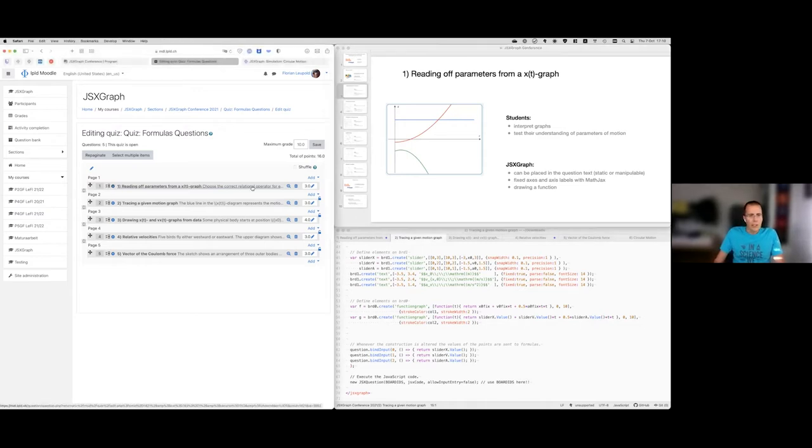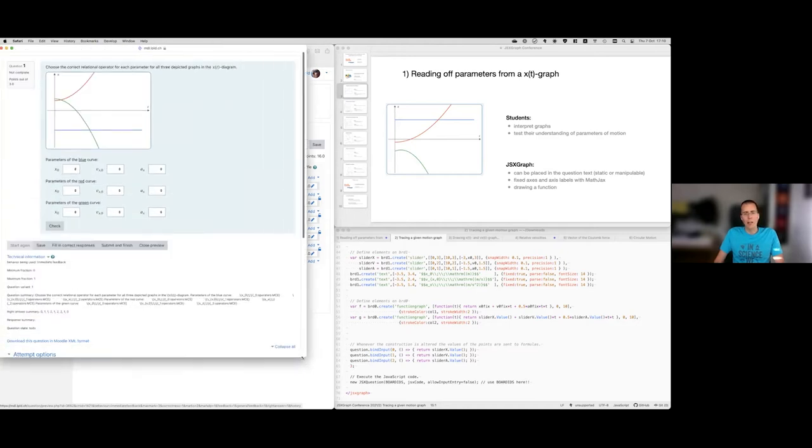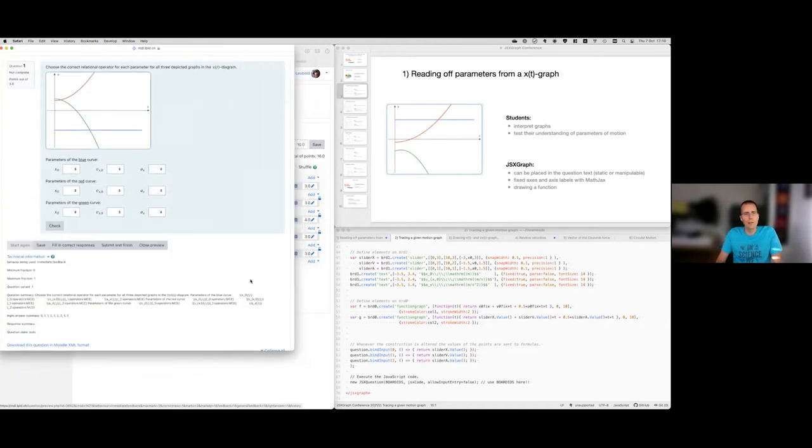So a very basic question is the first one, where I place a JSXGraph into the question text of Moodle, where students could in theory manipulate the diagram, but here I've disabled that. But this is not then part of where they place their solution, but rather they enter the solution in the boxes below. So what are they supposed to do here?